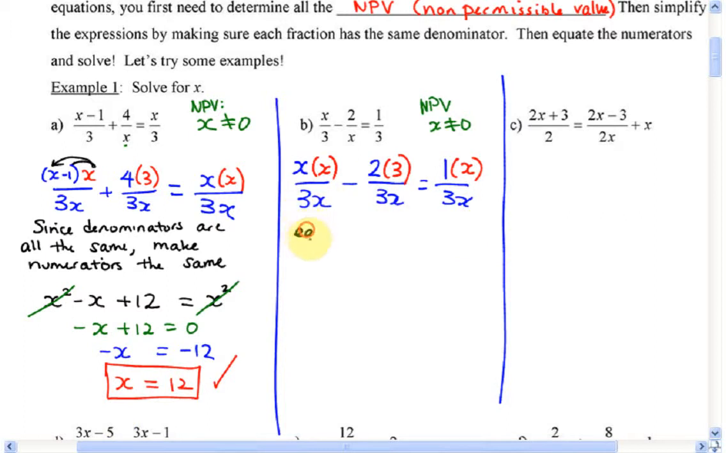And I'll just quickly write a note here. You don't need to write a note in your notes, but I'm just doing it here because I want you to have some sort of English here so you know what you're doing. And I'll have x times x is x squared, 2 times 3 is 6, 1 times x is x. And now the question is, how do you solve this?